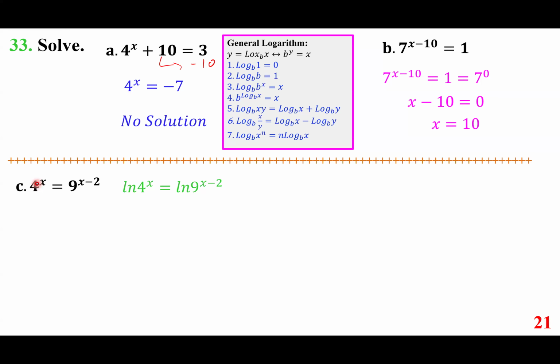what happens is the exponent sits in front. So this becomes x ln 4, this becomes x minus 2 times ln 9. And it's important to know that ln 9 is just a number, everybody. Okay? ln 9 is just a number. The difference is when you keep it as ln 4 and ln 9, those are exact numbers, okay? Those are exact numbers.